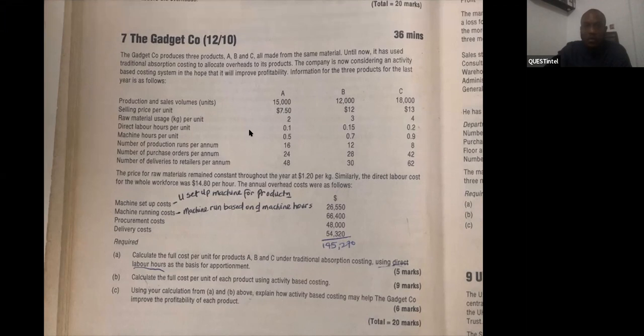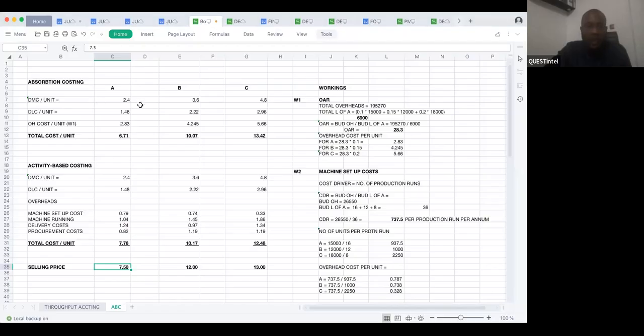Now this together would have been 14 marks. And if we go to our computation there, we basically were able to calculate our direct material cost. Like I said, once you have this, you know where we got the $1.2 per kilogram multiplied by the 2 kilograms was what gave us our 2.4 for direct material cost. And we did the same thing for product B and product C.